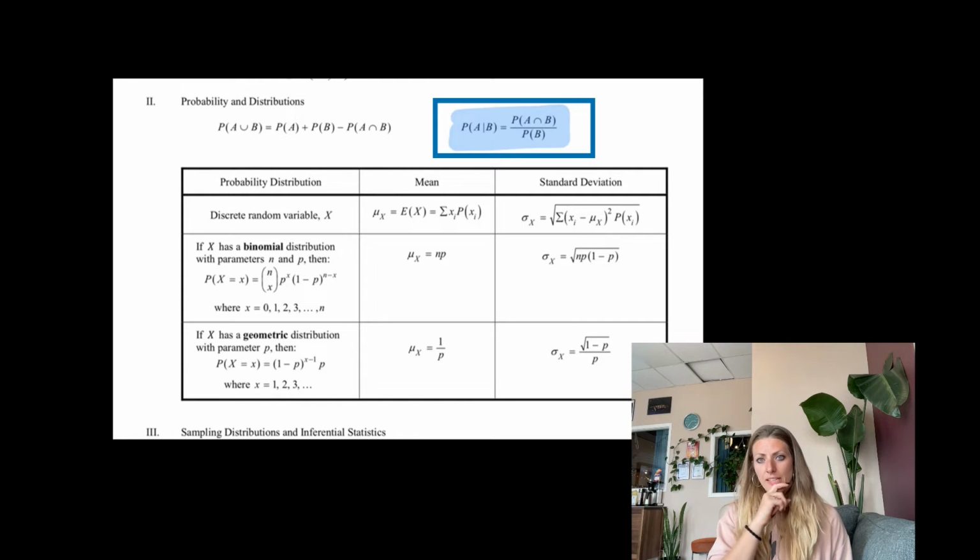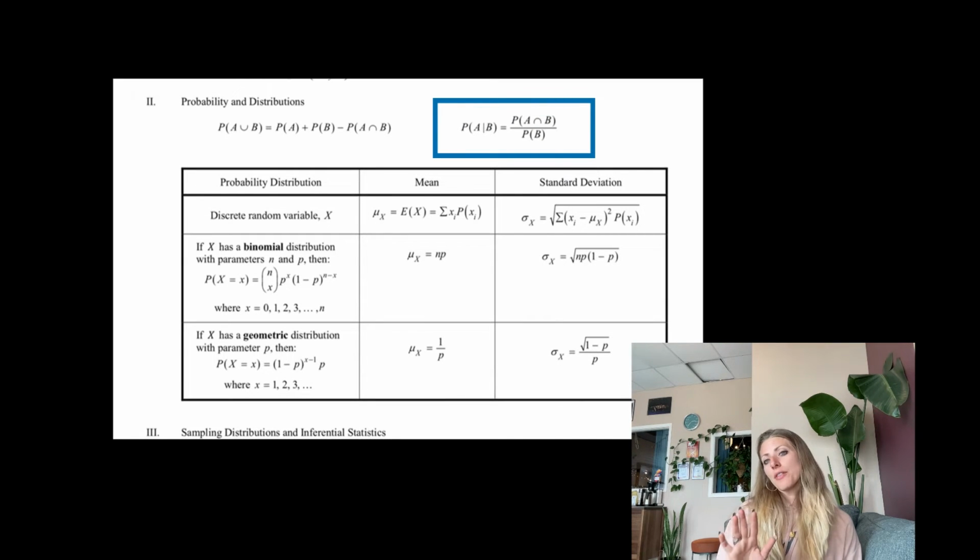Special case of this is if A and B are independent, like flipping a coin. I flip it once and I get a head, and then I flip again. Whatever happens next will be independent of whatever my first toss was. So if you have two independent events, A and B, then the probability of A given B is not the probability of A and B over the probability of B. It's just the probability of A.